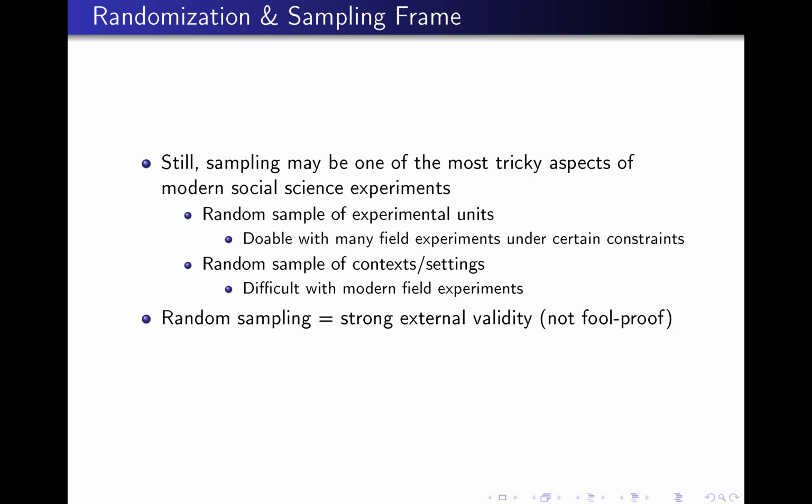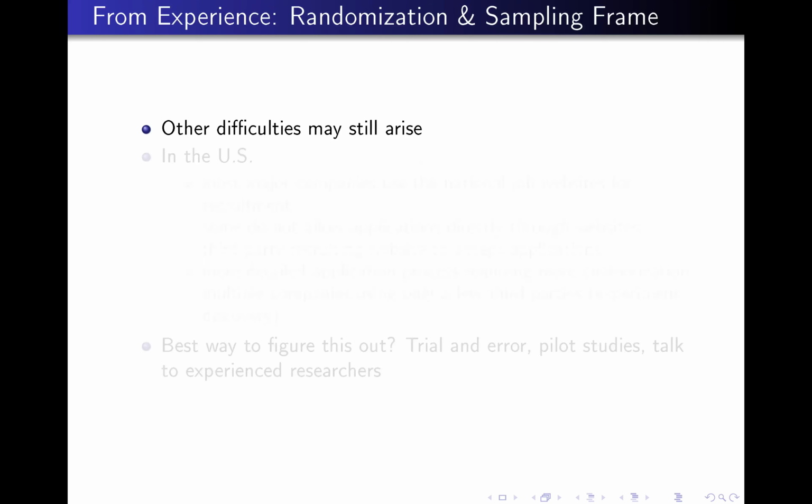And so, I think a key thing to think about is that random sampling gives you strong external validity, which is obviously a tenet of experimental design, but it's not foolproof. It doesn't mean that we've necessarily captured a random sample of the population that we were interested in.